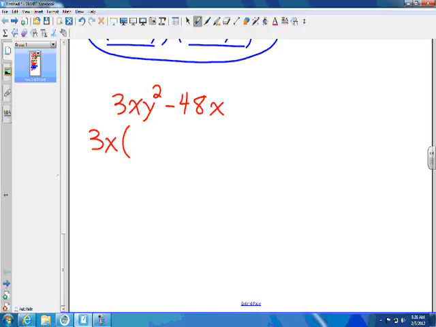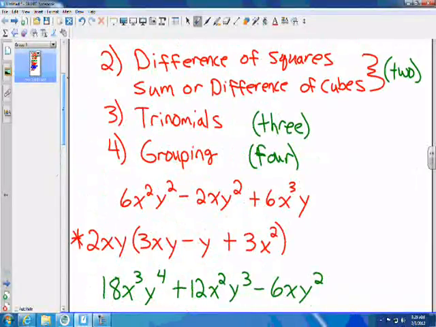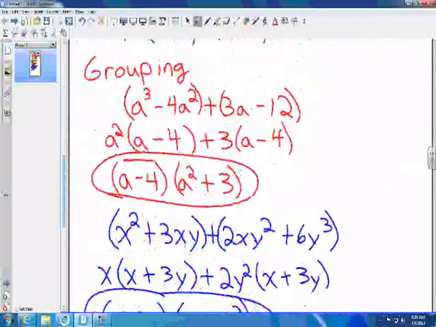So what's left out of the 3xy squared? Just the y squared. And what's left out of the 48x? 16. And we close that. So how many terms do we have in here? 2. So what do we have to check for? Difference of squares or sum or difference of cubes.